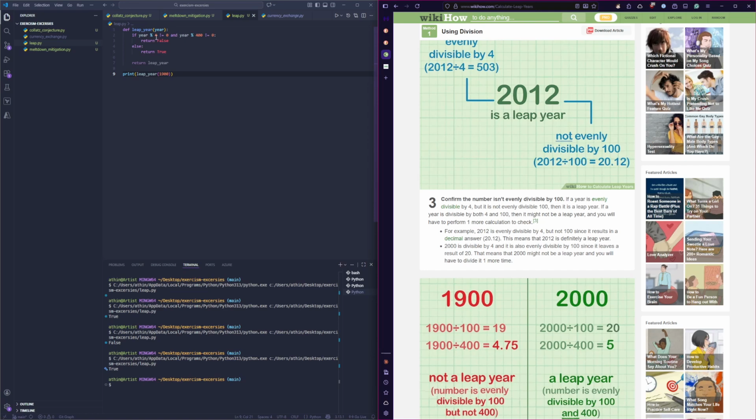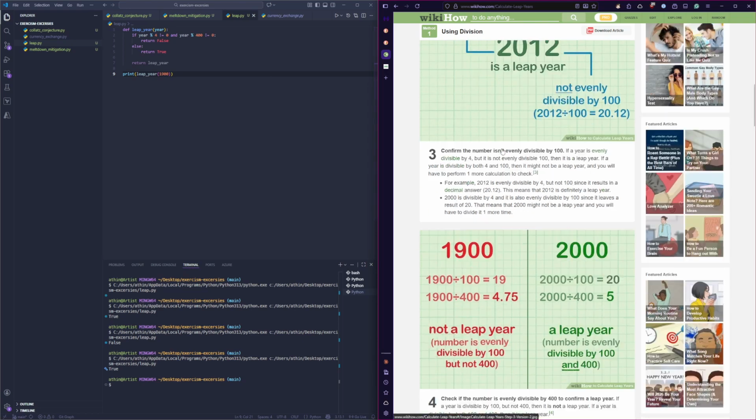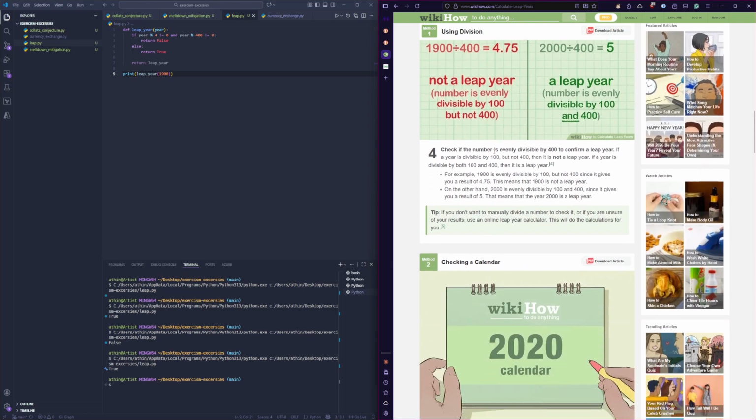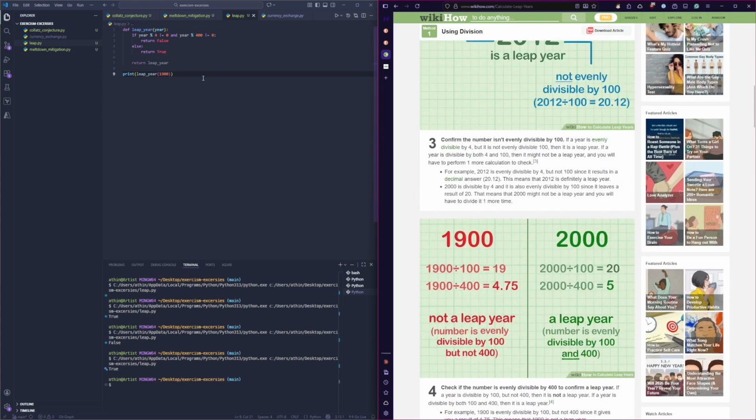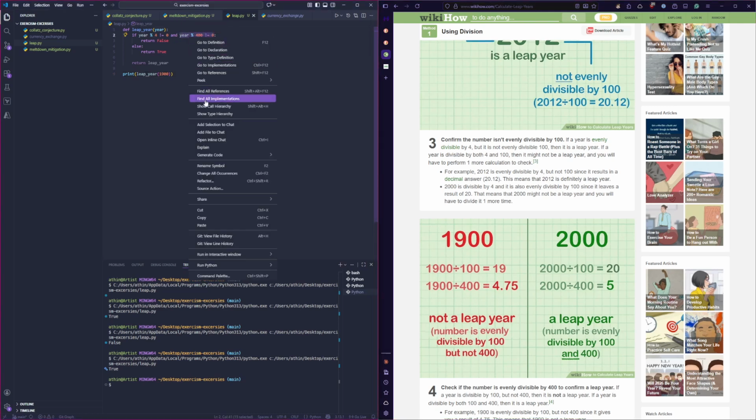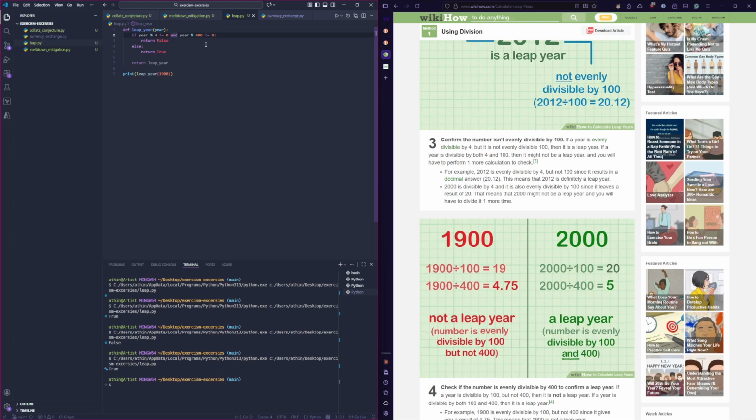If year... four. But it has to be. Alright, this is what I'm doing right here. So if year, I'm gonna copy it. If year is divided, so it says right here, but it's not evenly divided, and it is a leap year.